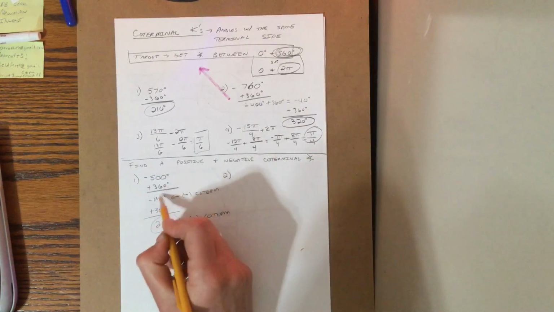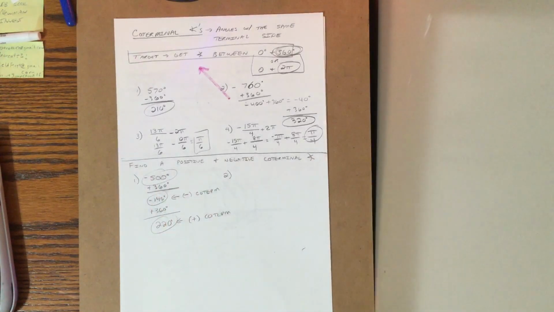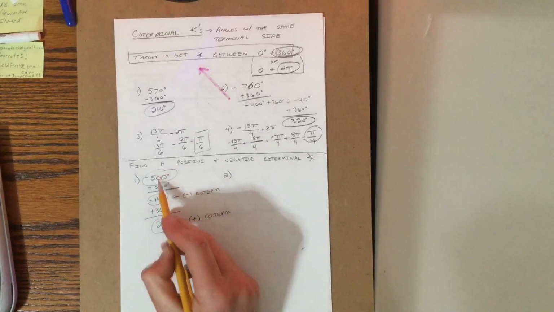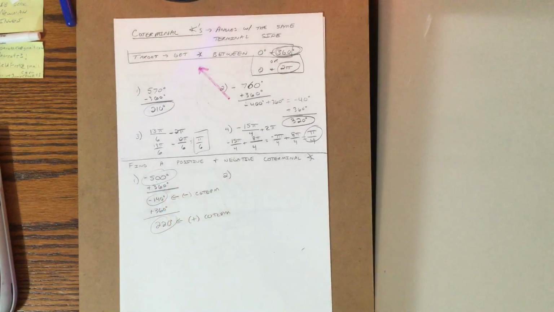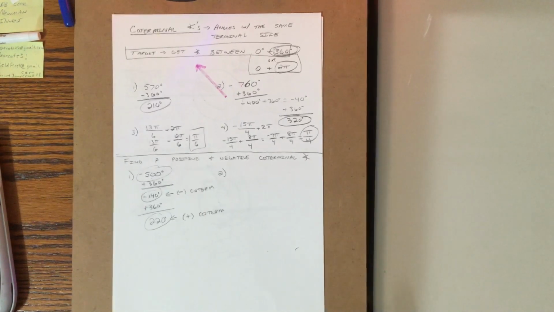Okay, so again, all these end or terminate on the same side, but the amount of rotation it takes to get to those is different. All right. If you started here to get the negative coterminal and just subtracted 360 from negative 500 to get negative 860, that would work as well. All right, so you have an infinite amount of answers that you could really utilize here.